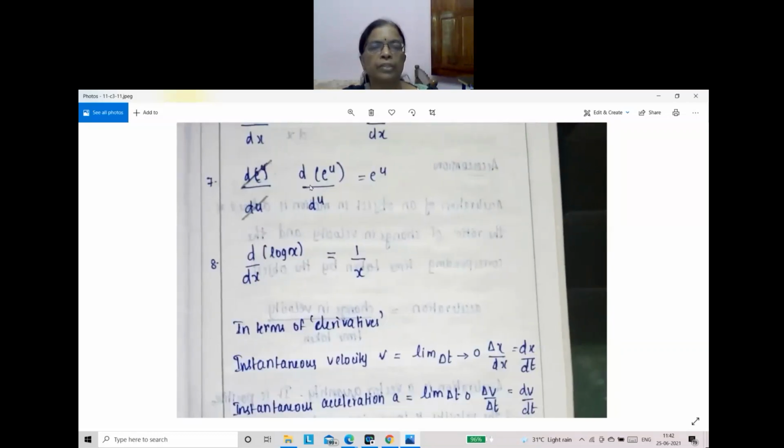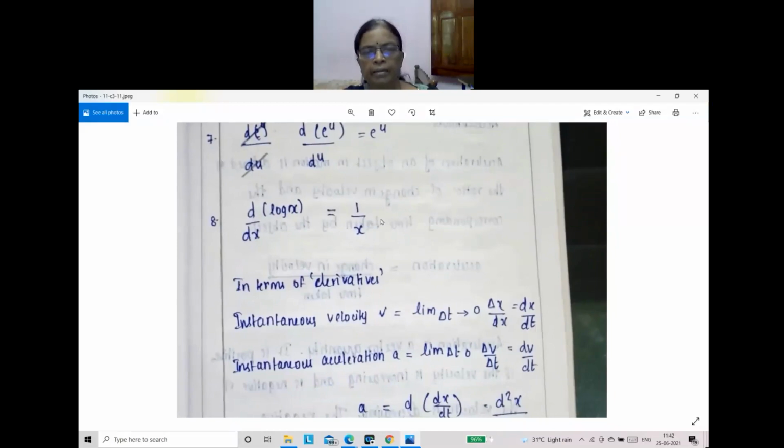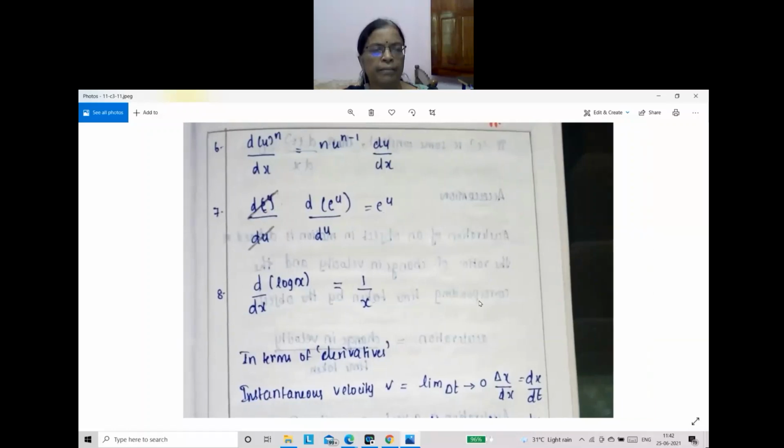Next one, d by dx of e raised to u. No change comes, e raised to u, the exponential function, remains e raised to u itself. And d by dx of log x is 1 by x. In the coming chapters these formulas are needed. But here, when we find the velocity, we need only one or two formulas.